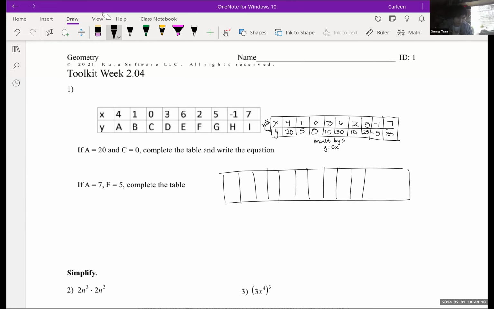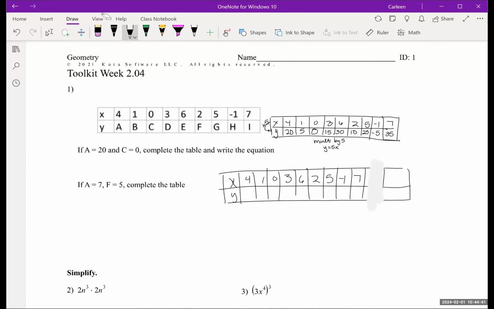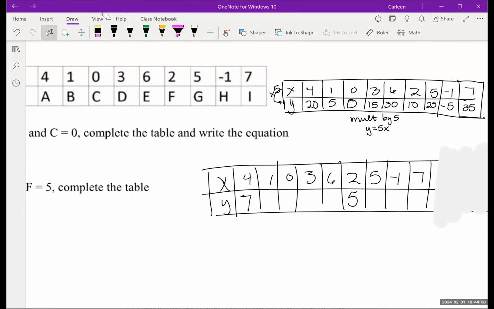So we have x. That's an X. 4, 1, 0, 3, 6, 2, 5, -1, 7. I went too far this time. Okay, so ignore this. Okay, it says that A is 7 and F is 5. So under the 2, sorry, my handwriting's so bad.